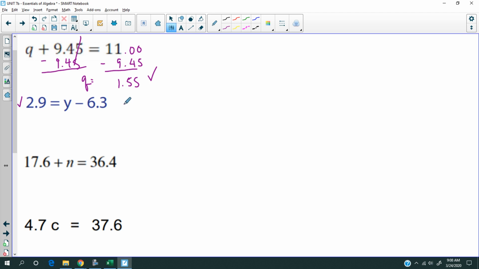What did you get? I got y equals 2. Now, I'm going to rewrite this first. How about that? y minus 6.3 equals 2.9. You add 6.3. What will that be? 9.2. All right. Try this one on your own then, and then tell me what you got.